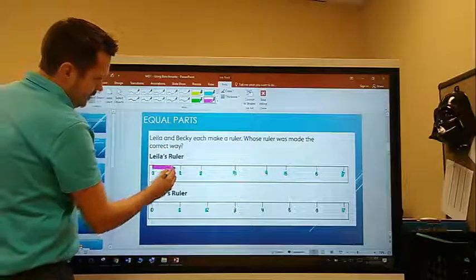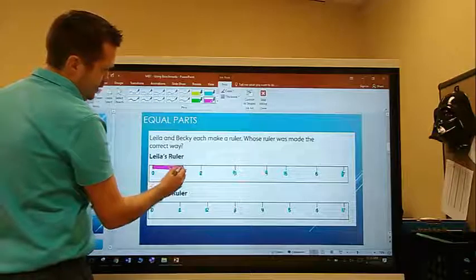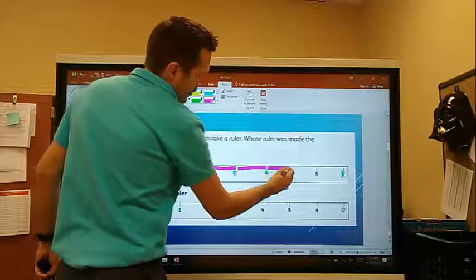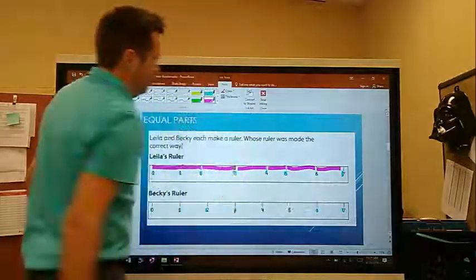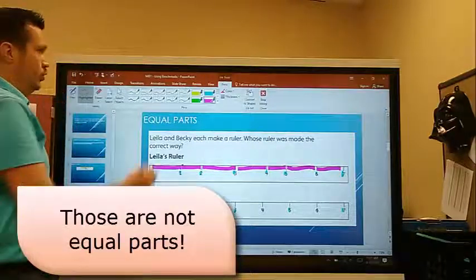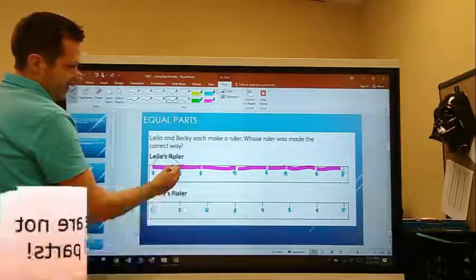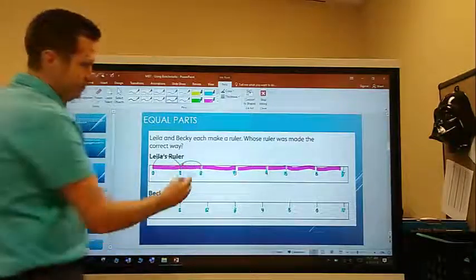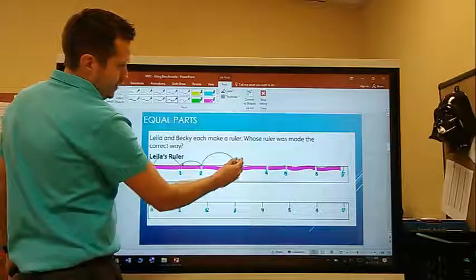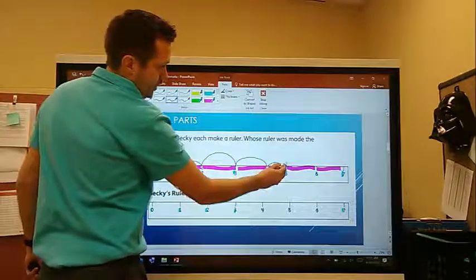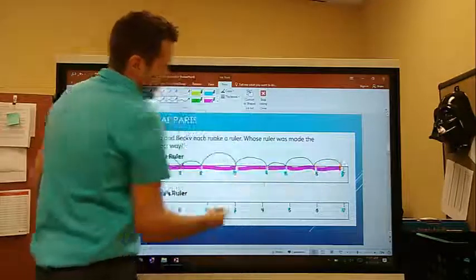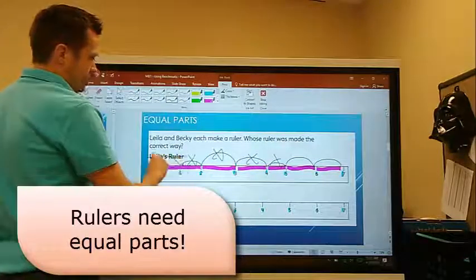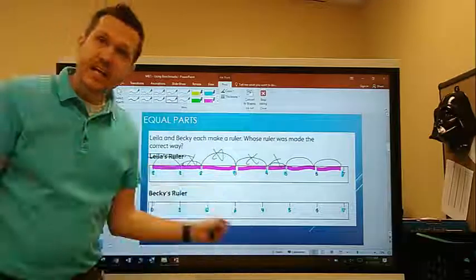This line is this long. This line is this long. This one is this long. So I can see right now there's a big problem with Leela's ruler. And that big problem is, from there to there is a big jump, a big part. From here to here is a little part. Then we have a really big part, another big part. Then we have a little part, big part, big part. These are not equal parts. So Leela's ruler does not work because it's not made up of equal parts.